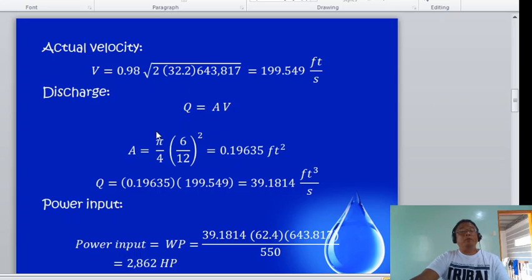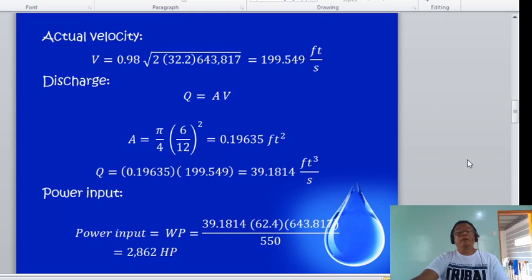So the power input now is equal to Q, 39.1814, multiplied by the density of water, which is 62.4 pounds per cubic feet, and then multiplied by the value of effective head, divided by 550, so to make it horsepower. So the power input now is 2,862 horsepower.